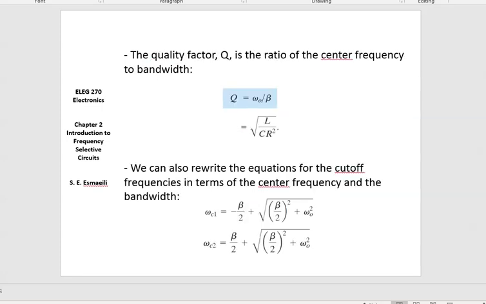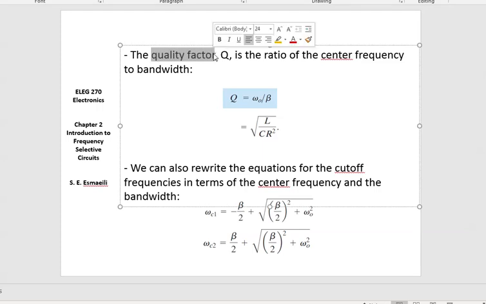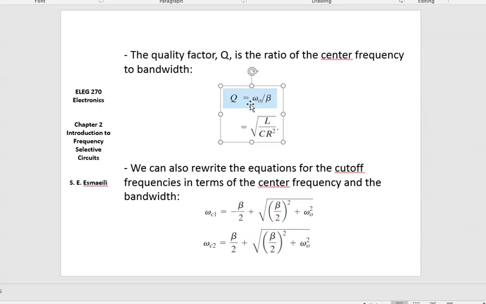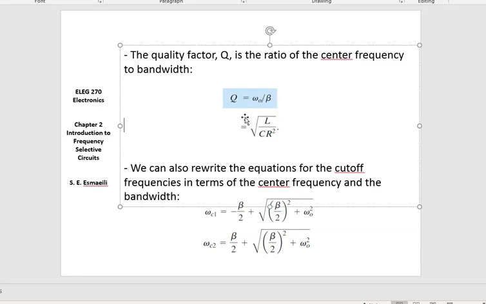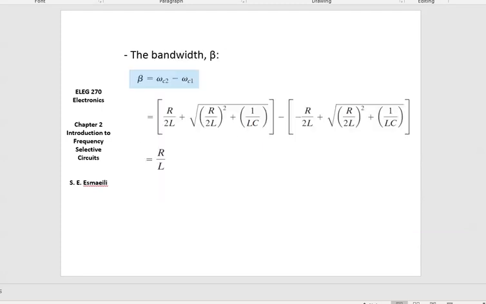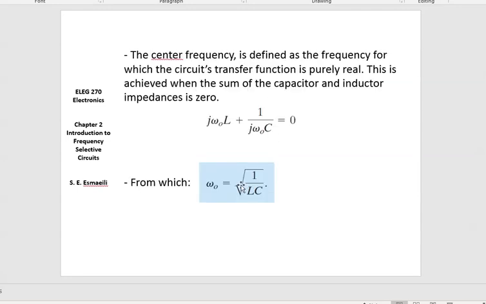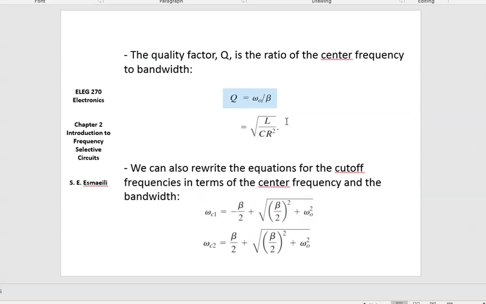As simple as that. Then there is another parameter called the quality factor. This is nothing new. Just after you found the bandwidth and the center frequency, quality factor is the ratio of center frequency over the bandwidth. As simple as that. Omega naught over beta. So don't worry about this one. What is important is the bandwidth, which is R over L in the series RLC circuit, and the center frequency, which is the square root of 1 over LC. These are the two main things that you need to know. Quality factor is just this one over that one.